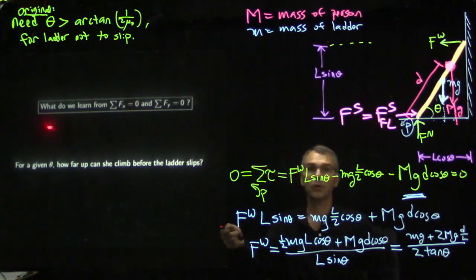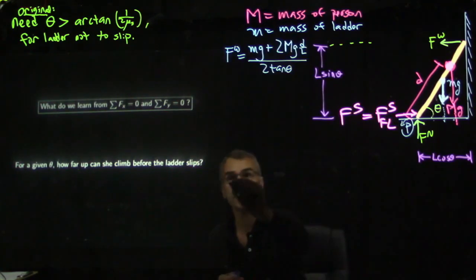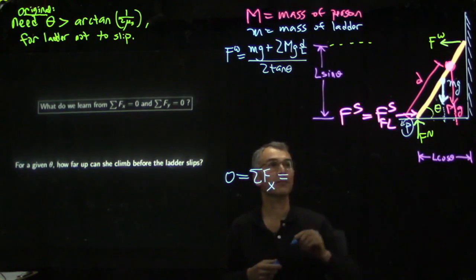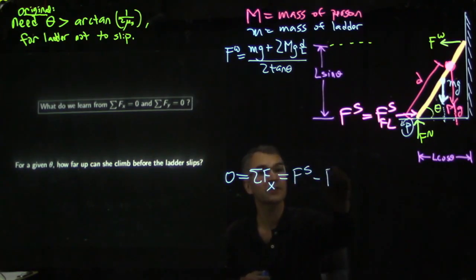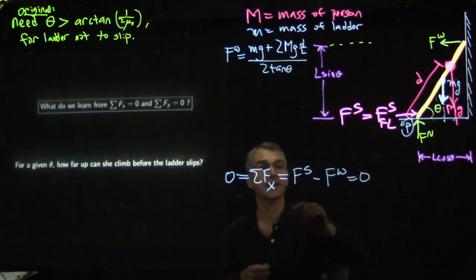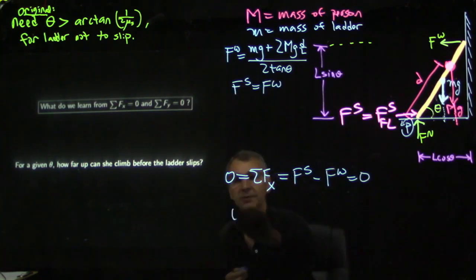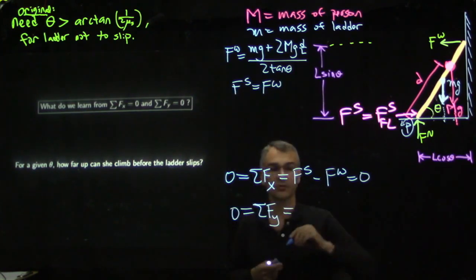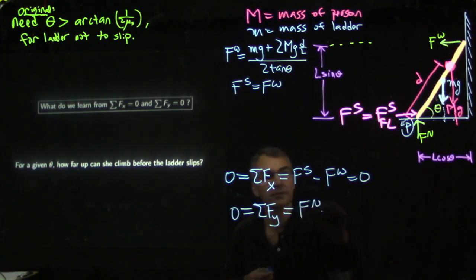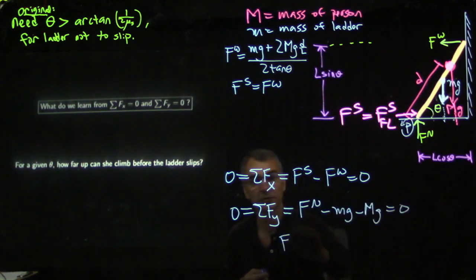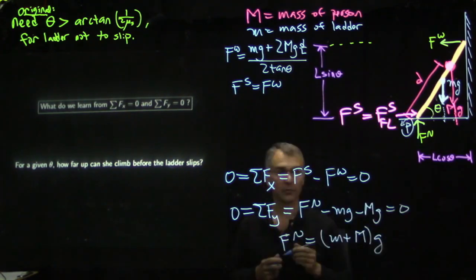So now let's see what we learned by summing the forces to 0 in the x direction and summing the forces to 0 in the y direction. And then finally we can ask, for a given angle theta, how far up can she climb before the ladder slips? If we sum the forces in x to 0, let's do right minus left, F static minus F wall equals 0. So again, we get F static equals F wall. If we sum the forces in y to 0, let's do up minus down. So we get F normal minus the sum of the two weights. So F normal is just the sum of the ladder's weight and the person's weight.